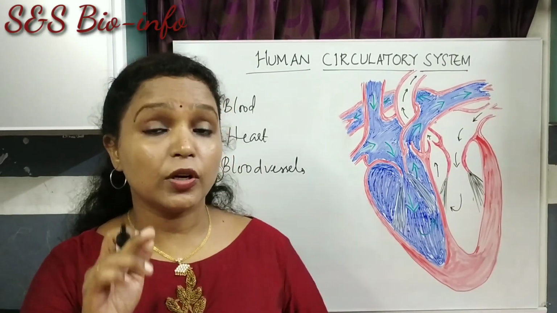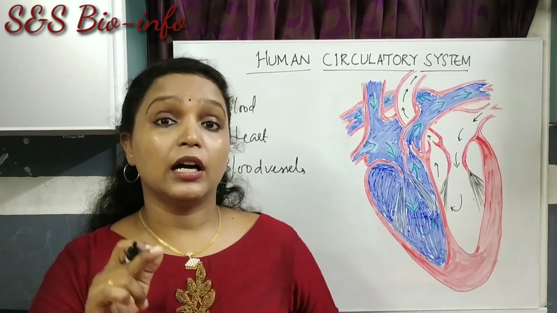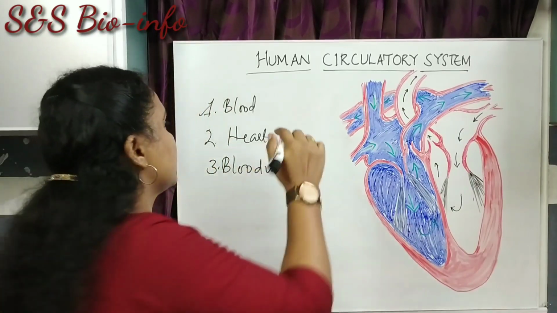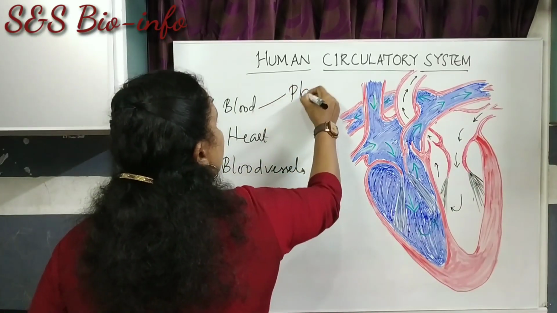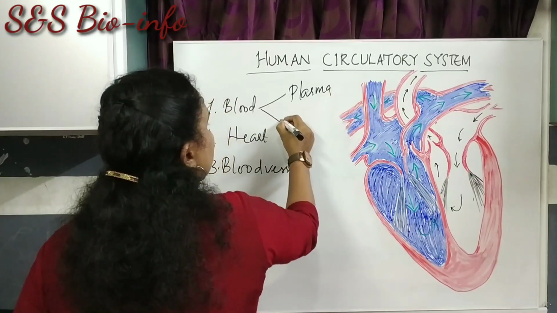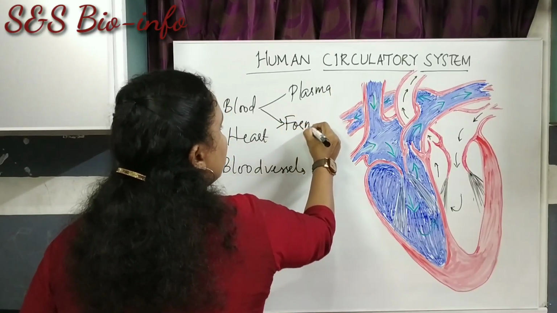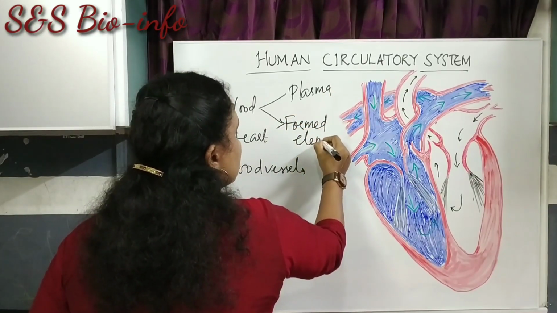The blood has two components. One is plasma, the other one is formed elements.